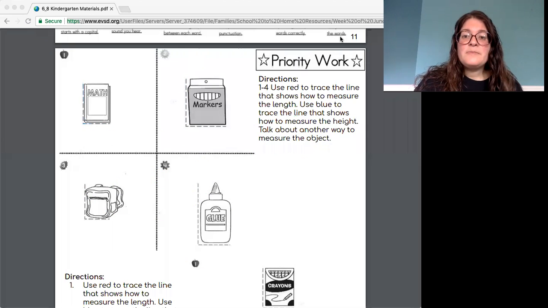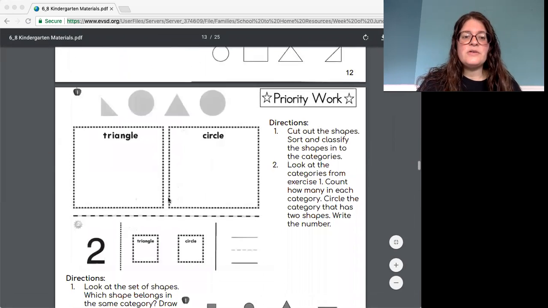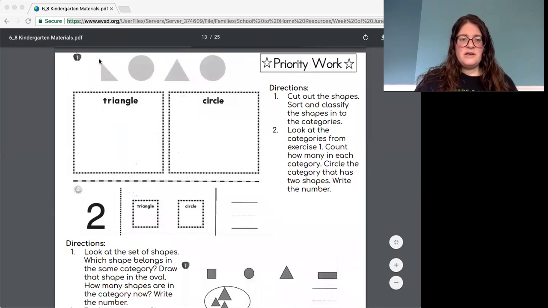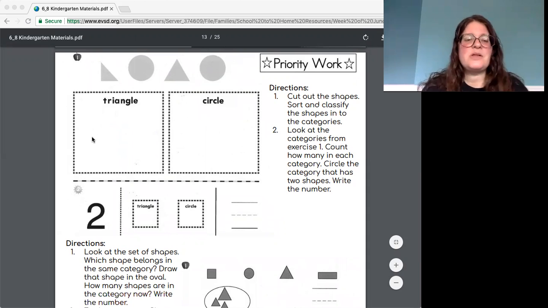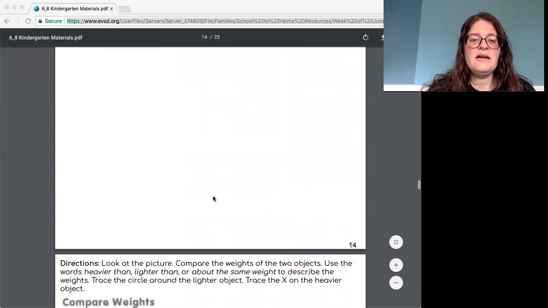Now, the next thing you're going to do is you're going to get your scissors, and you're going to cut out these shapes. There's four shapes at the top. I want you to cut them out and sort them by triangle and circles. If you have some glue or tape, you can put them in the categories they belong.